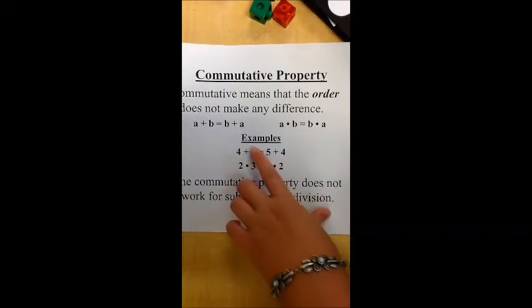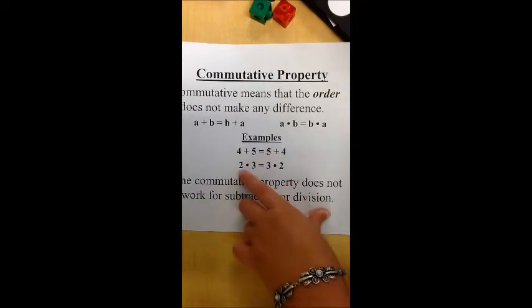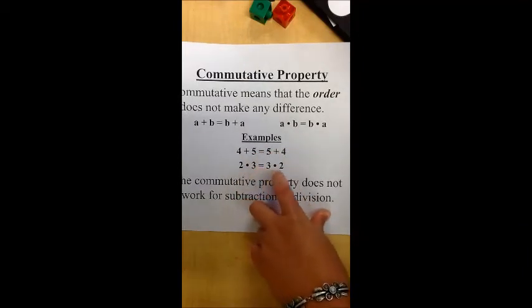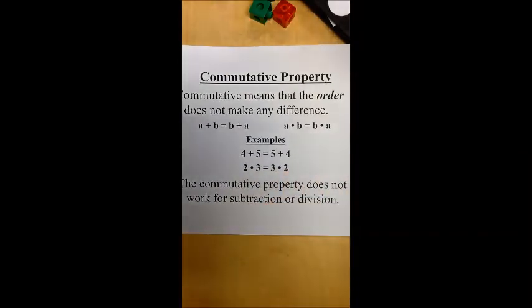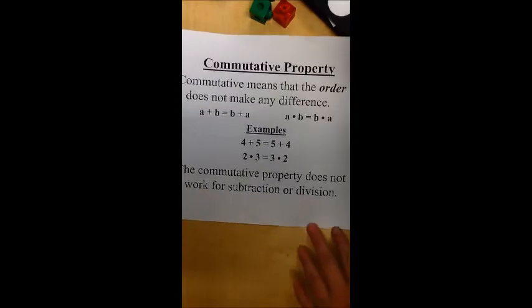Here are some more examples. 4 plus 5 is the same thing as 5 plus 4. 2 times 3 is the same thing as 3 times 2. Okay, you're going to use the commutative property only with addition and multiplication. It does not work with subtraction or division. Go ahead and fill in that first vocab word for your model on your WSQ.